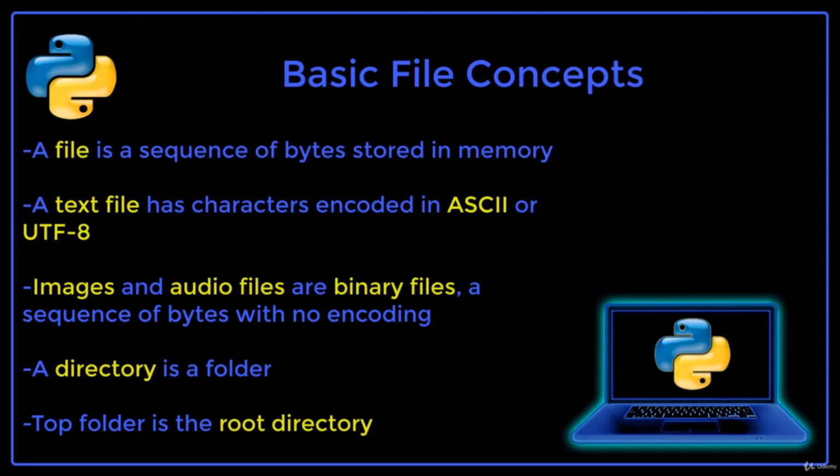A text file contains a sequence of characters that are encoded using some encoding like ASCII or UTF-8. Files like images or audio files are called binary files. They are just a sequence of bytes with no encoding.